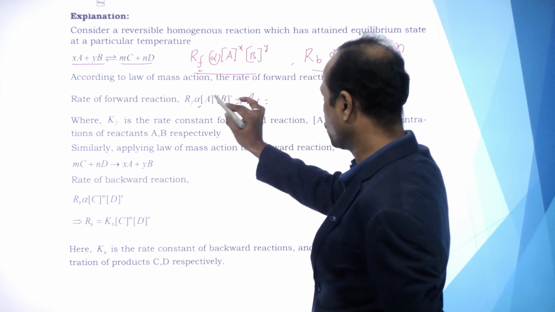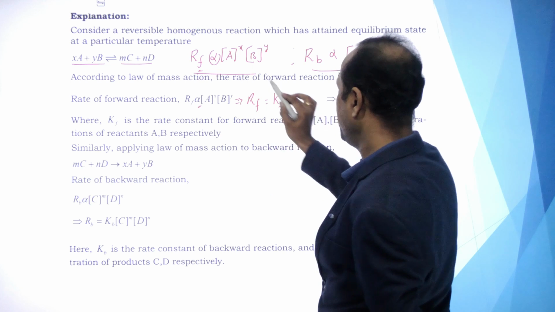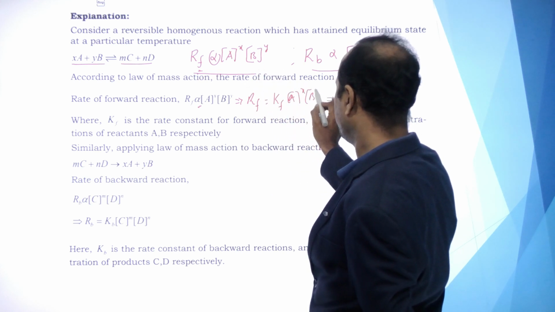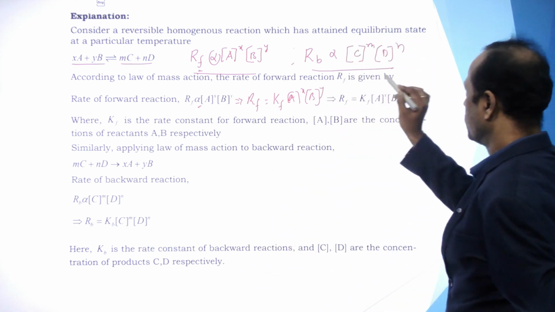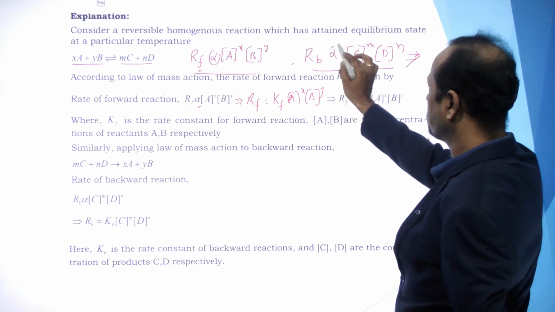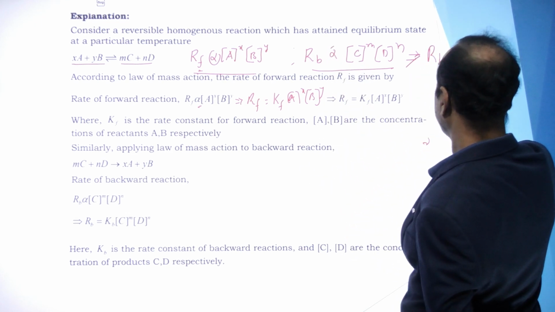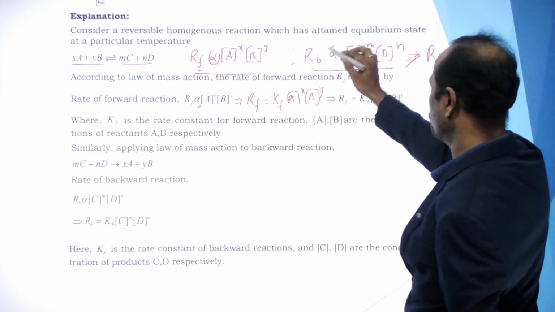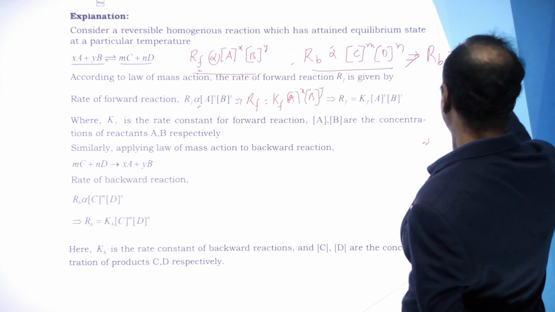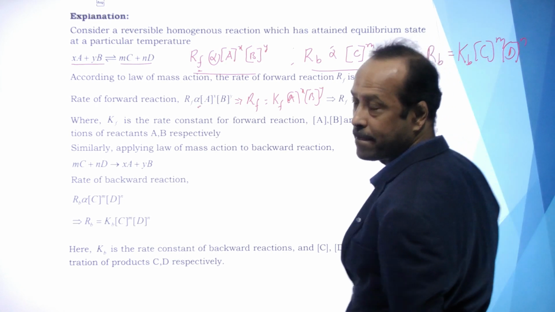RF is equal to, we write KF. What we write here? KF. And this remains the same, [A]^x and [B]^y. Same here also. When you remove this proportionality sign, you get one constant. So RB, the rate of backward reaction, is equal to, in this place you get one constant, that is KB, and the concentration of C into the concentration of D.